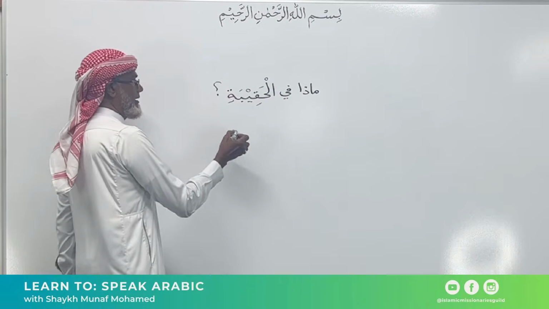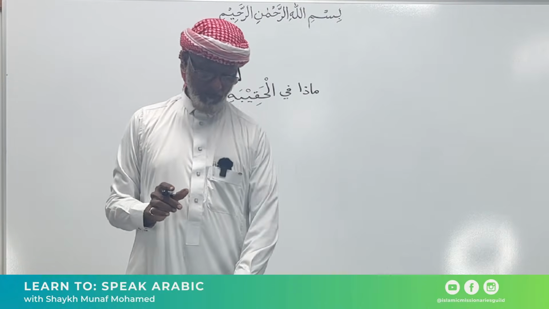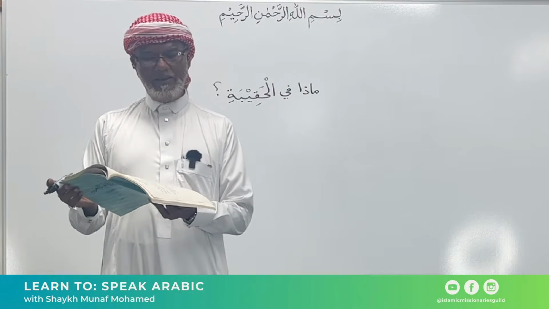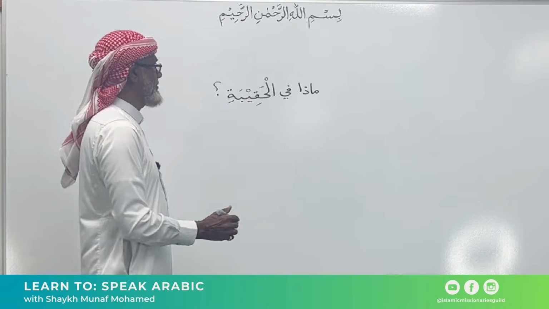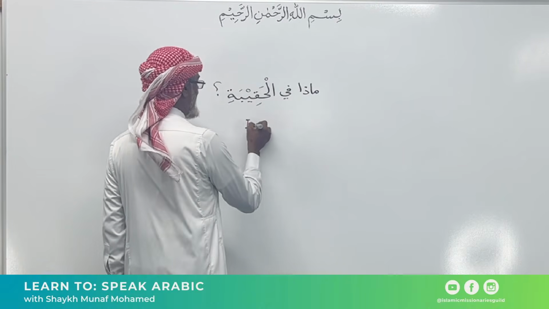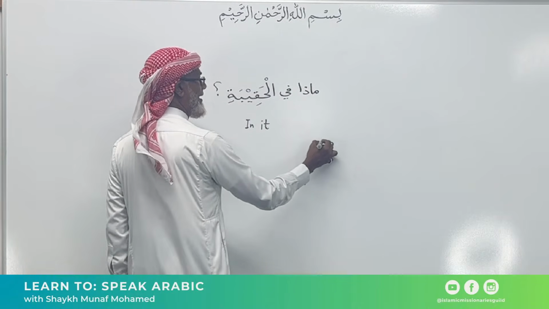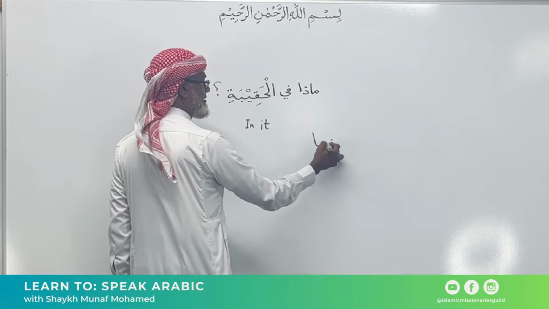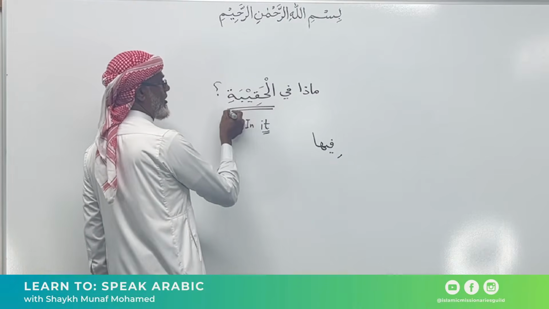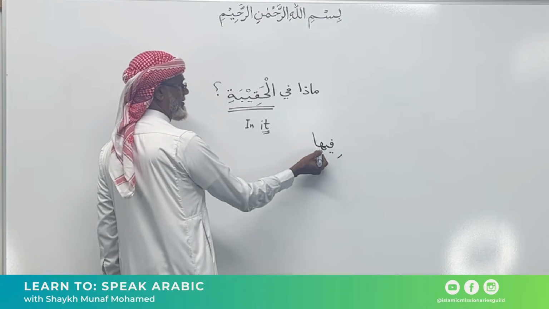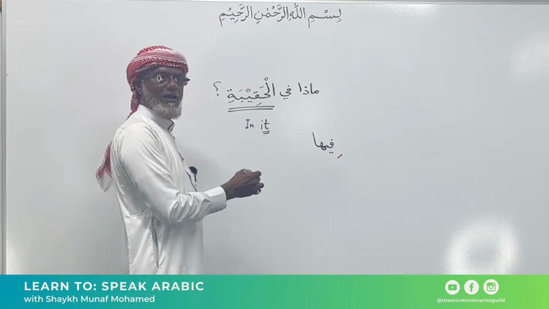Question. We want to say "in it", which is what exactly the book says. My book, my pen, and my notebook. In it. How are you going to say "in it"? Fiha. All right? Fiha. In it. Because it is a feminine noun. If it was a masculine noun, it would have been fihi. So fiha.